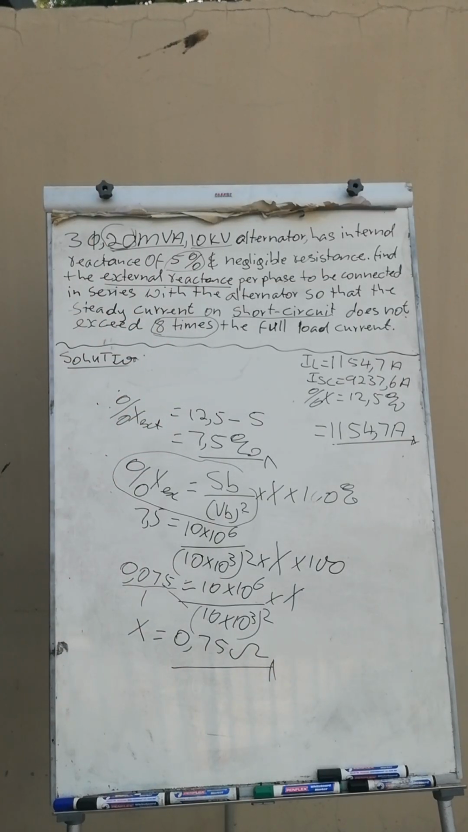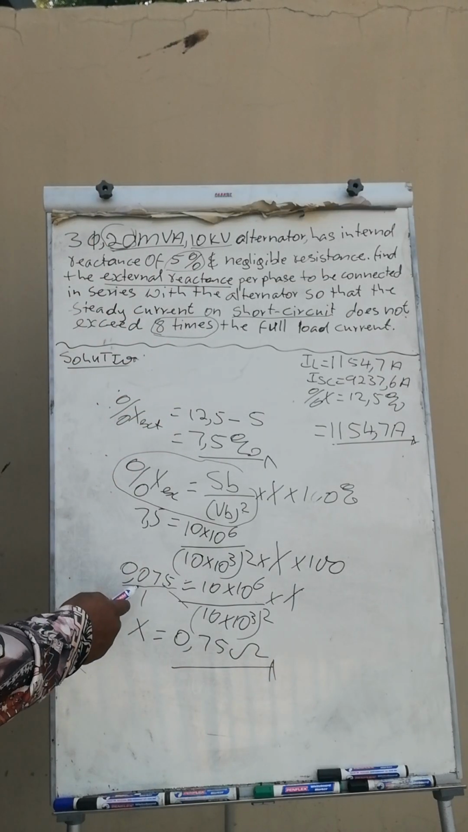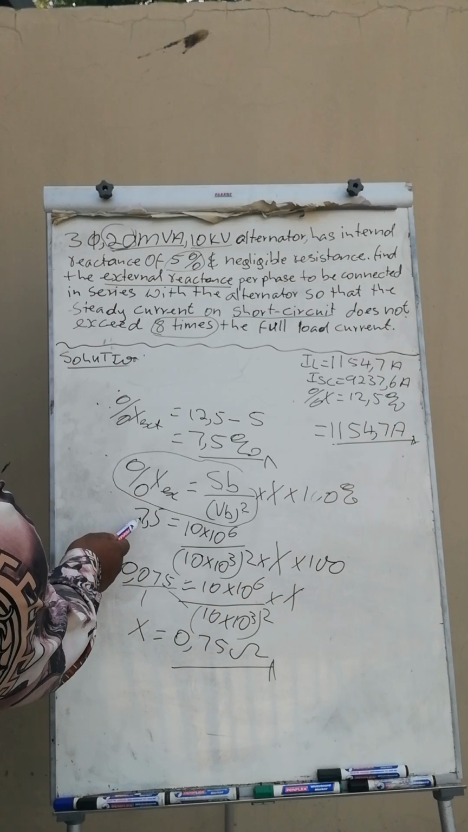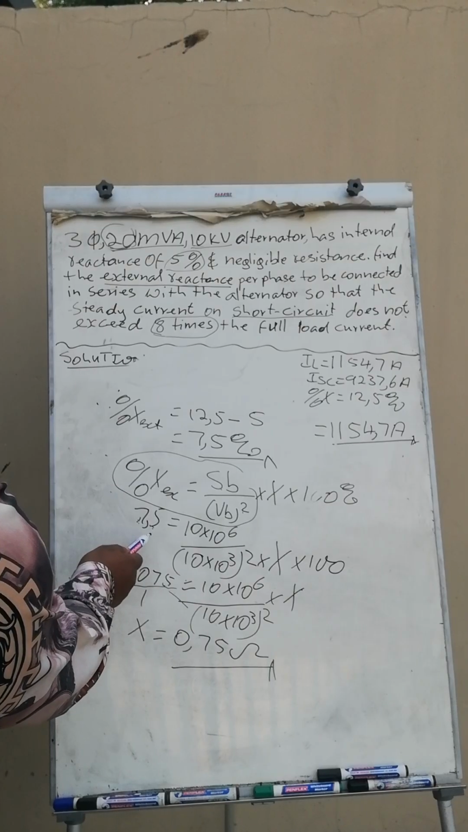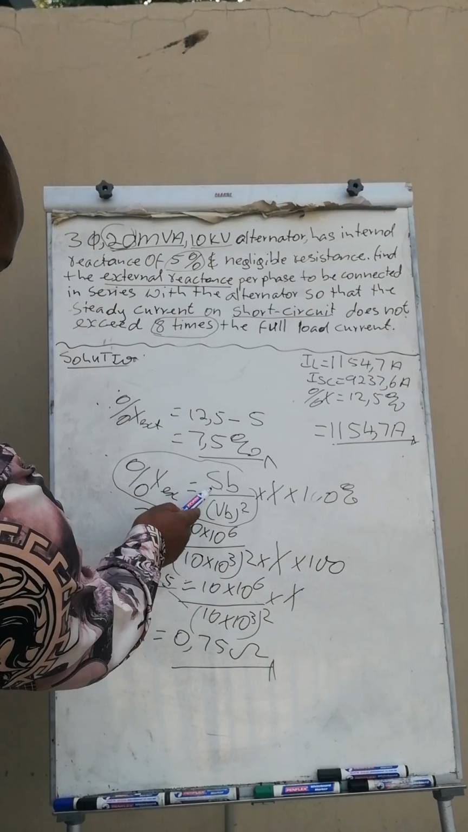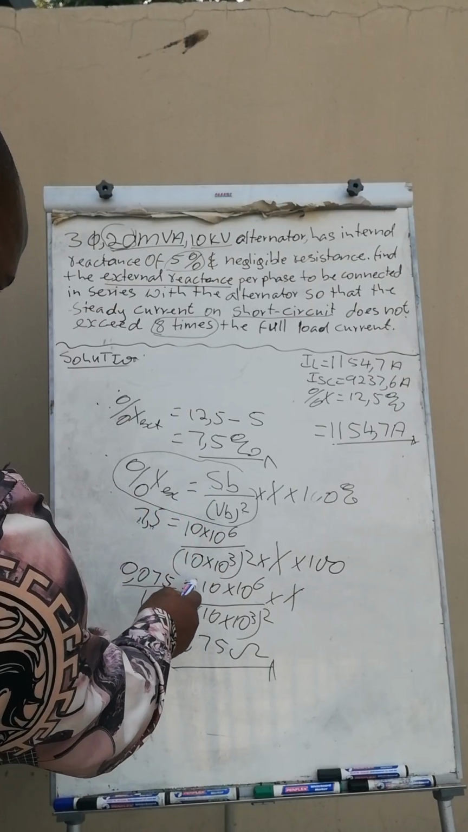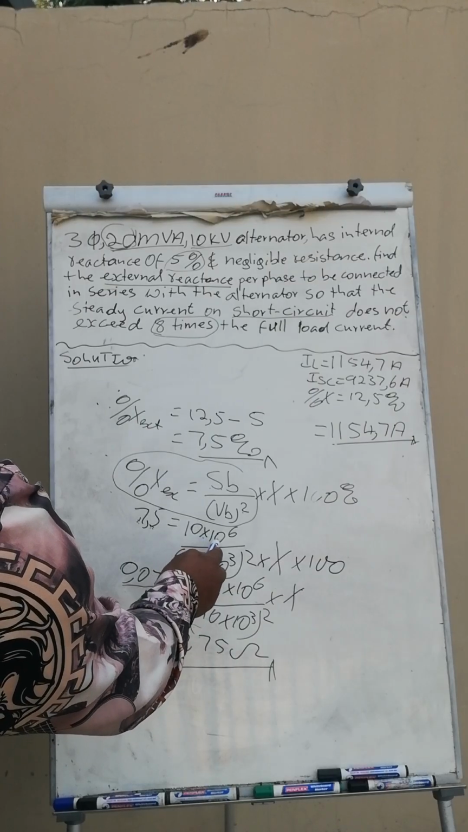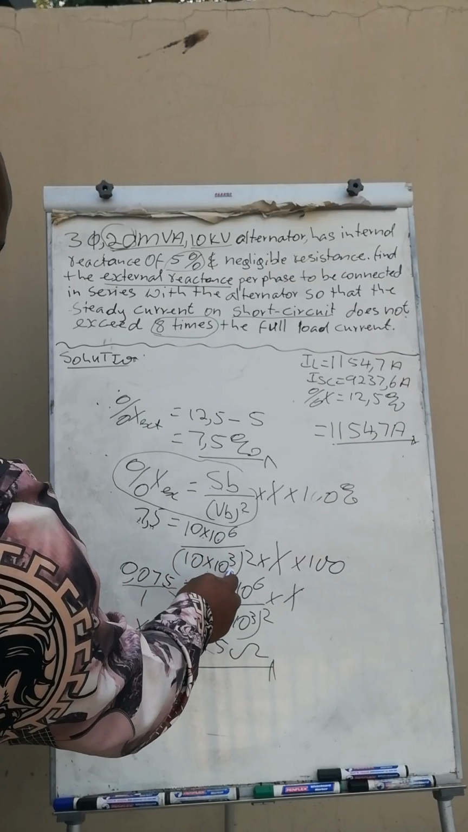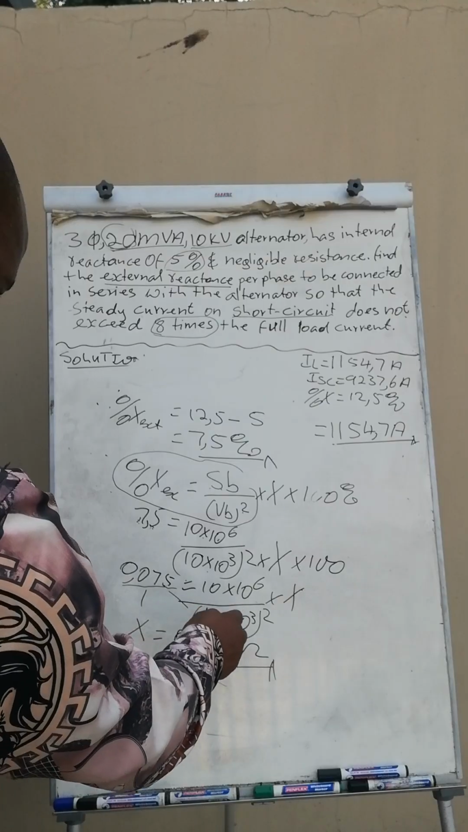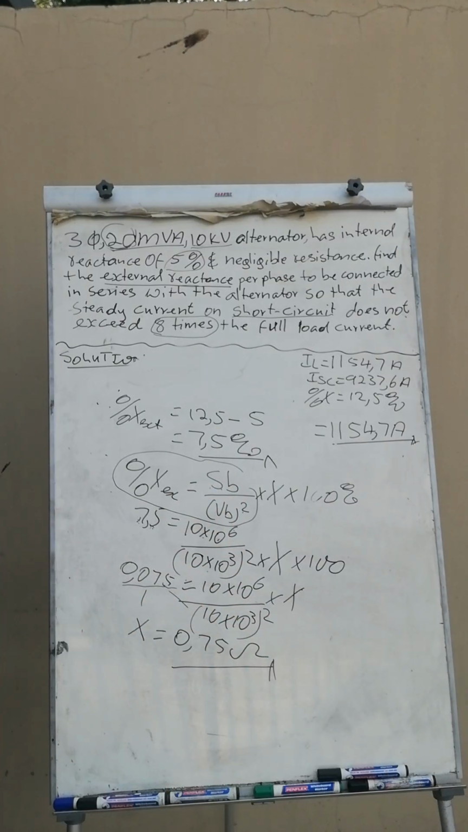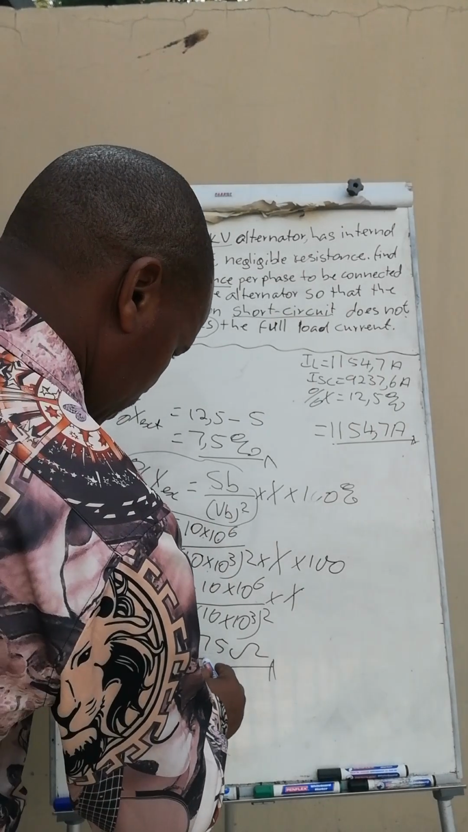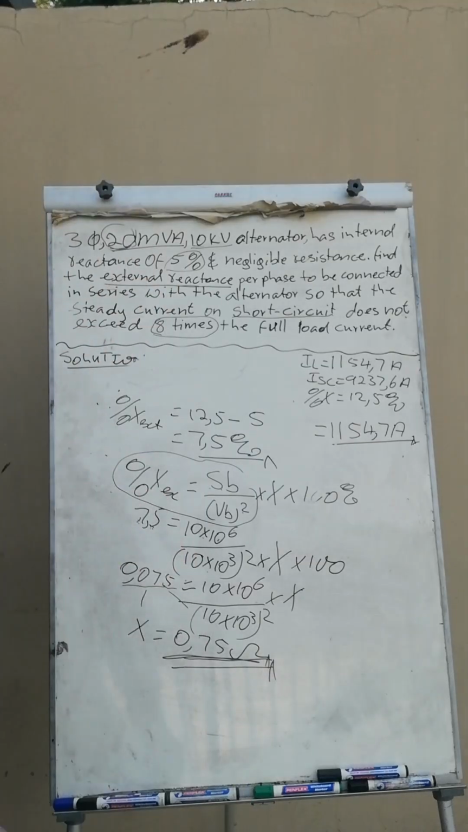Does that make sense, Mr. Kisana? This is 0.75%. Okay, it's percent. SB over VP squared, 10 to the power 6, 10 exponent 3 squared. This should make sense, I think.